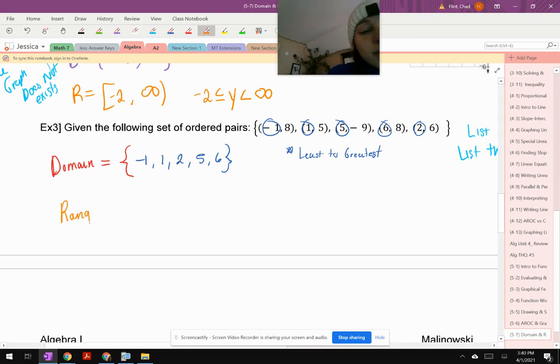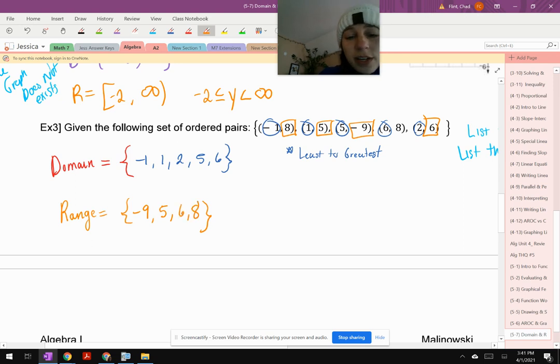My range, just the y values that are left. Still really bad at making those brackets. Y values, we have 8, we have 5, we have -9, we have 8. So we don't need to list 8 twice. Don't be redundant. And then we have 6. So the lowest one there is -9, followed by 5, followed by 6, and ended with 8.